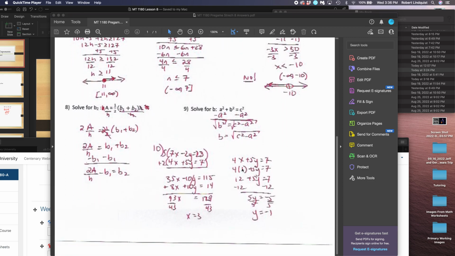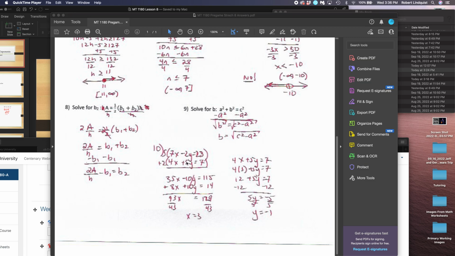Number 8, I divide both sides by h, multiply both sides by 2, and then subtract the b sub 1. Number 9, this is a little bit new. We also have one today like this in today's slideshow. Solving for doing a literal equation, but this time with the squared exponent. So I got to get b by itself, subtracting a squared, and then I have to square root, because that's how I do the inverse or undo squaring. So b is the square root of c squared minus a squared.